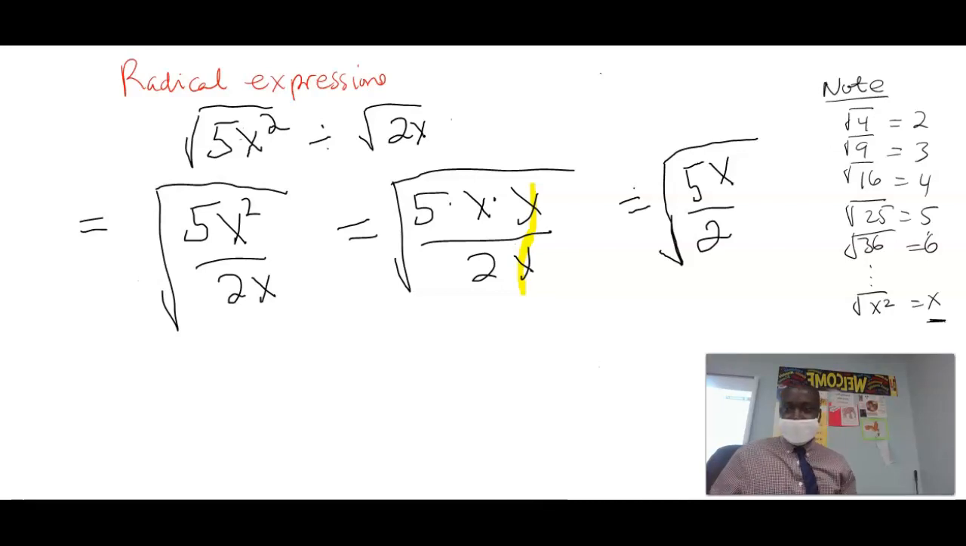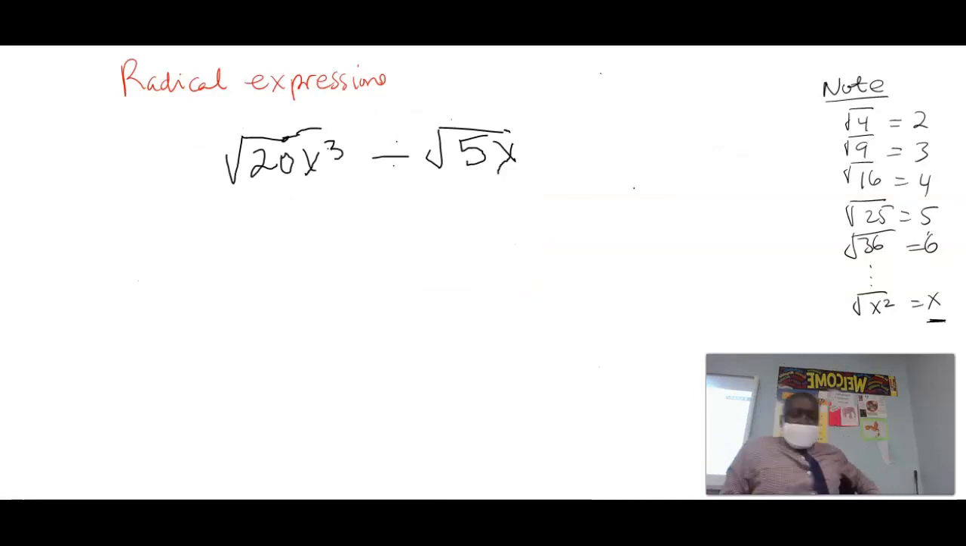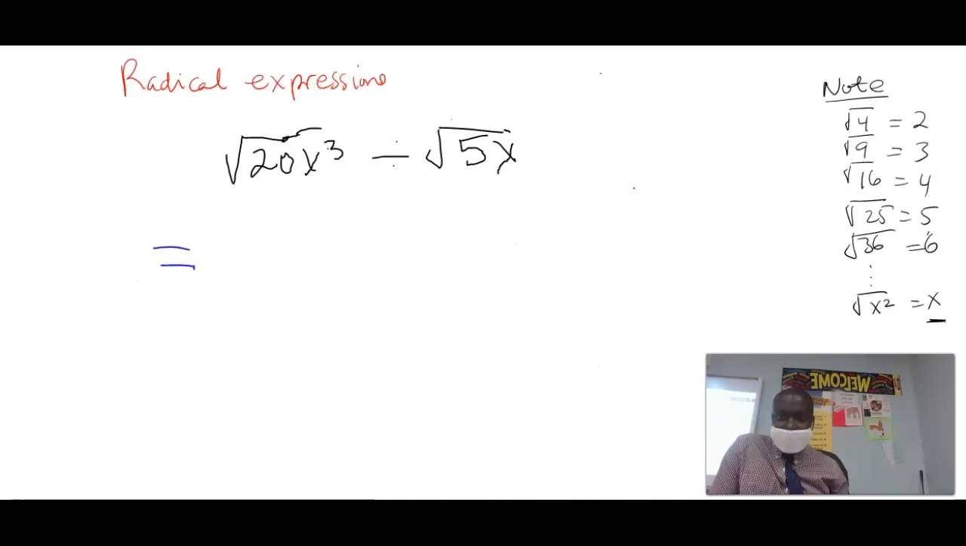All right, so let's look at the other, more complex one here. They want us to simplify this. So what is the first thing that we can do? Combine them in a vertical way. So this is equal to 20 x cubed and 5.